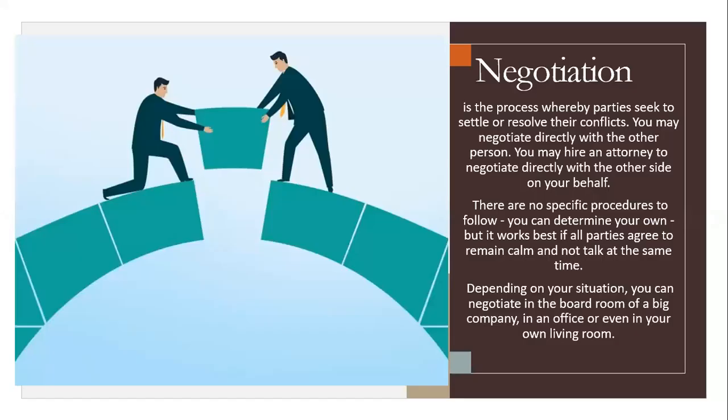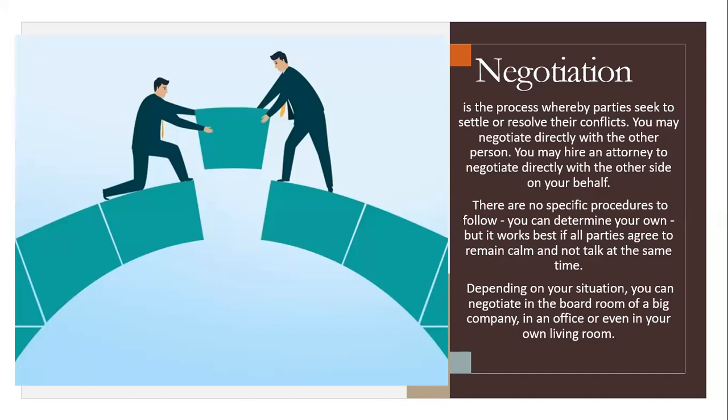So the first one is negotiation. And we know negotiation is the first step in conflict resolution. This is a situation where parties in conflict will try to solve their problems by themselves without a third party. They decide to come together.